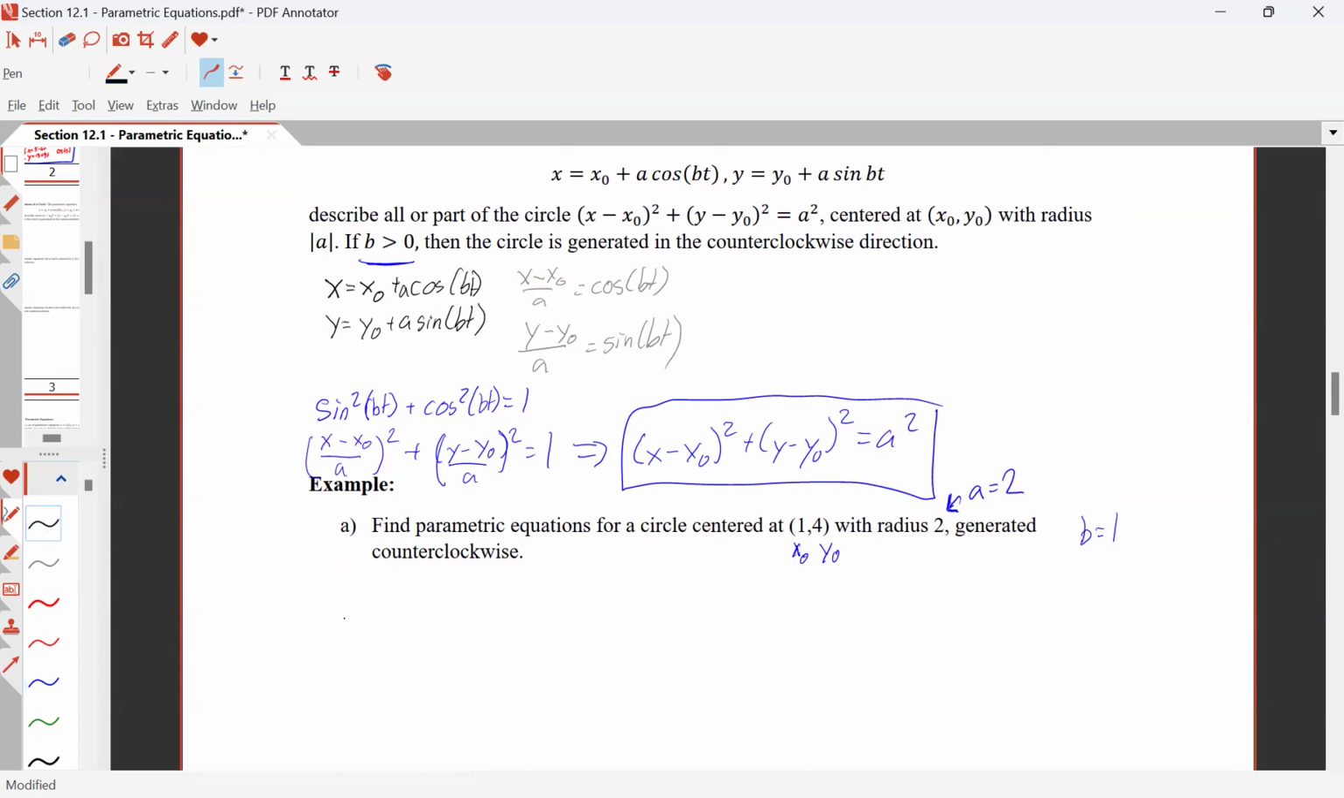So our parametric equations, filling that in, are going to be x equals 1 plus 2 cosine of t, and y is going to equal 4 plus 2 sine of t. We need enough t to create the whole circle. In particular, this is going to be any interval of length 2 pi. So it could be negative pi to pi. It could be 5 pi to 7 pi. The easiest one is 0 to 2 pi.